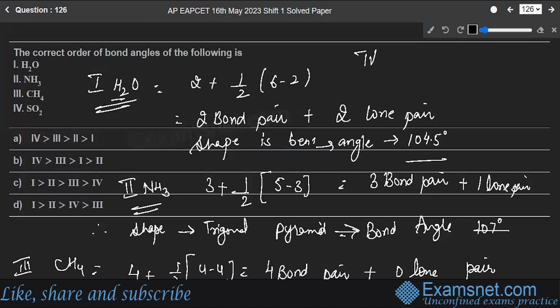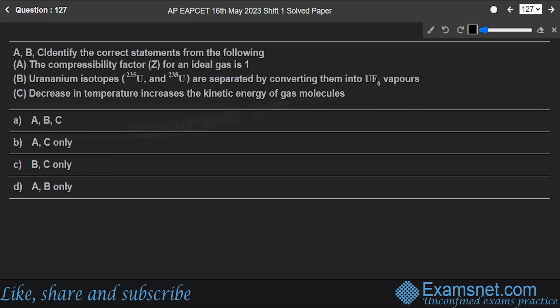And that is followed by this, then this, and then this. So you have 4, 3, 2, 1. That is option A. You have the first option as the right answer. Hope you understood this. Next is question number 127.